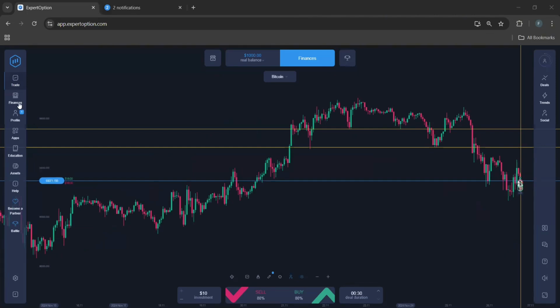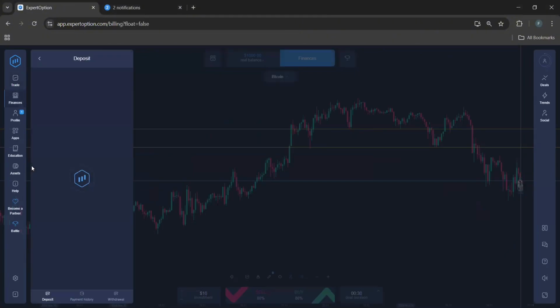We have finances here. That is where you're going to deposit, make your withdrawals and all of those things. When you want to make a deposit, start with as low as $10, okay? Currently, you can make your withdrawals. You can do everything. And if you're just getting started, you can use that to leverage more on your trade.